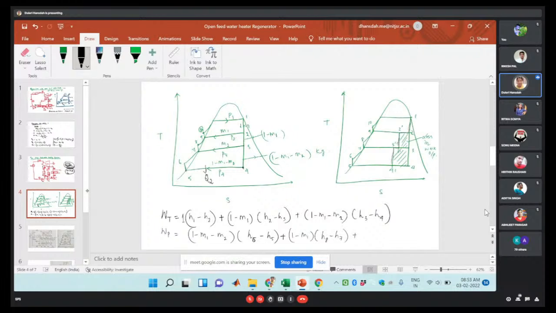So here the pump work will be from 9 to 10. The enthalpy change in this case will be H10 minus H9. The mass will be 1 kg. So it is H10 minus H9. Okay, so this one is your pump work. Let us give the equation name 1 and this is 2.